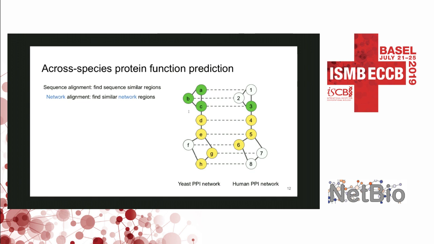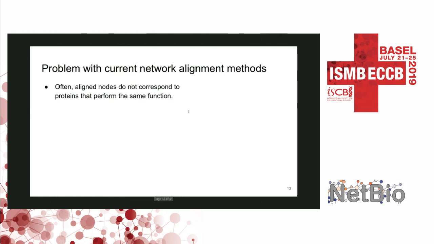And so now we can use this alignment to transfer knowledge between the species. For example, we might predict that protein 1 and 2 have the green function, 7 and 8 have the yellow function, and then also going in the other direction, we may predict that F also has the yellow function. However, network alignment still has its issues as well. In particular, oftentimes the aligned nodes do not correspond to proteins that perform the same function. In all of my previous examples, of course, they were the same color and did perform the same function. I just used that to illustrate the basic ideas of network alignment.